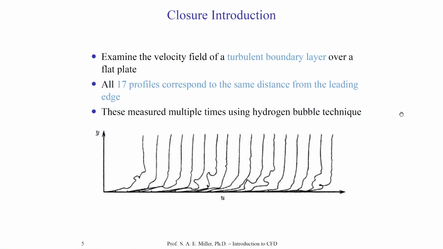First, let's examine, by example, a number of velocity fields. In particular, we'll look at a velocity field of a turbulent boundary layer over a flat plate. Here in the figure on the lower part of the page, the x-axis represents velocity. The y-axis represents the distance from the wall. So y equals 0 is the wall, and a high value of y, of course, is farther away from the wall.